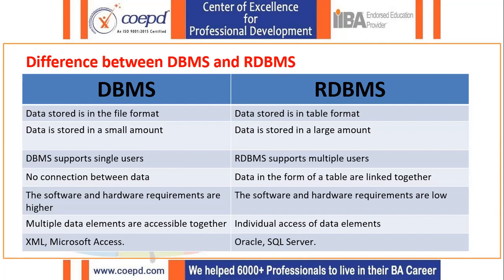There is no connection between the data in the DBMS. When coming to the RDBMS, the data in the form of tables are linked together. For example, if you prepare data in an Excel sheet, there is no chance of a connection from one table to another table. When coming to the RDBMS, we can 100% connect one table to another table by using joins. I will show you in the slides how this will be connected to each other in the RDBMS.